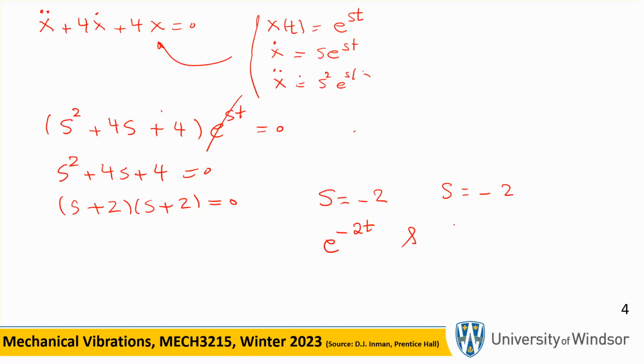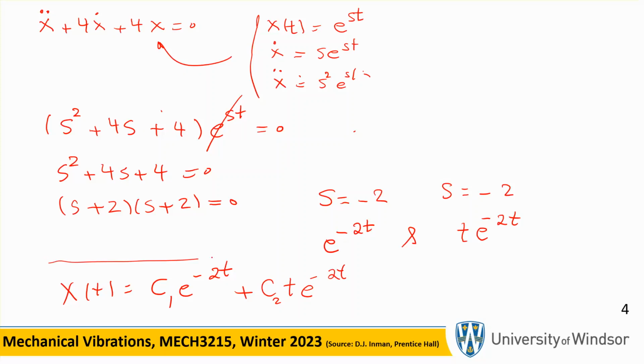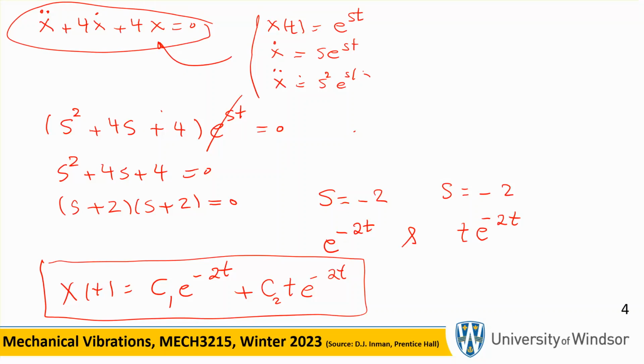But when you have repeated roots, the other solution, based on what they taught you in differential equations, is t times e to the minus 2t. Okay? So the general solution becomes c1 e to the minus 2t plus c2 t e to the minus 2t. Okay? Now, this is the general solution to this differential equation.